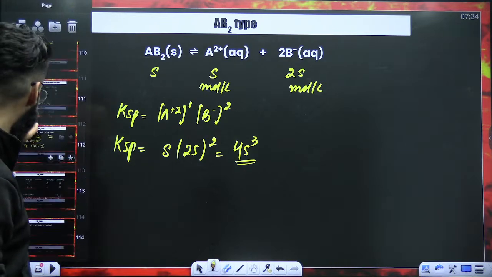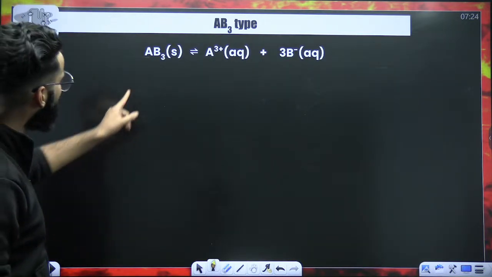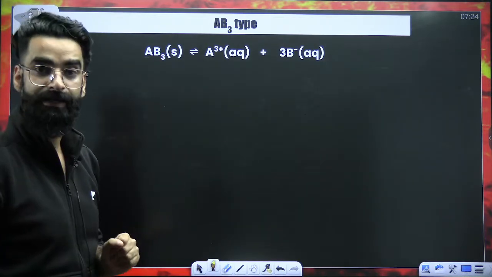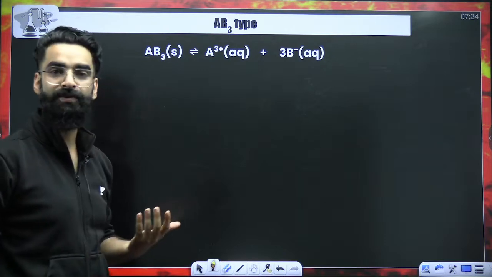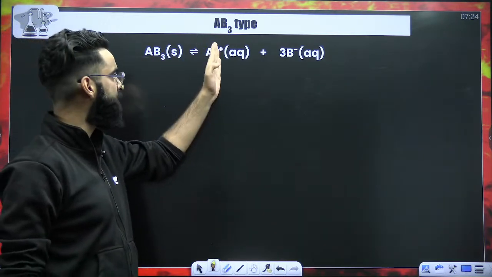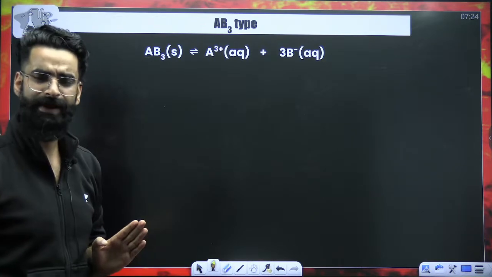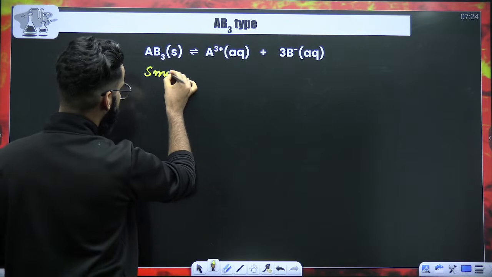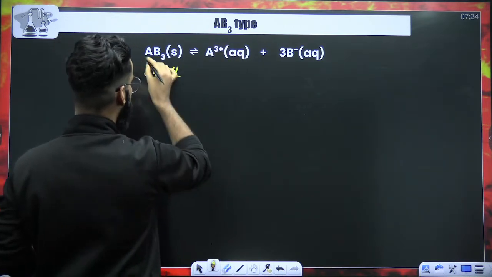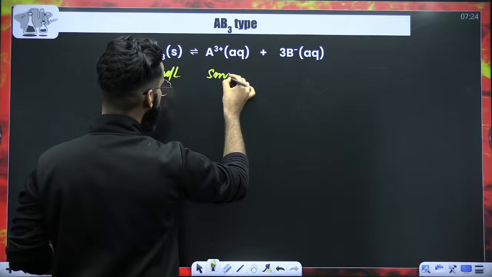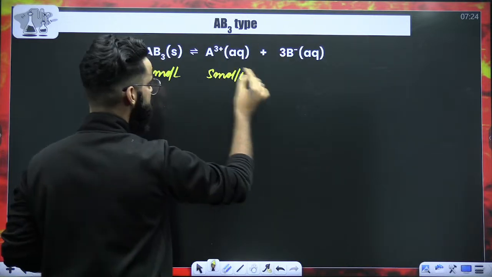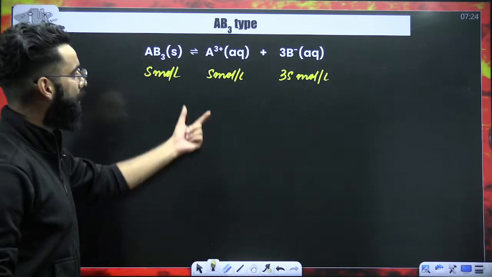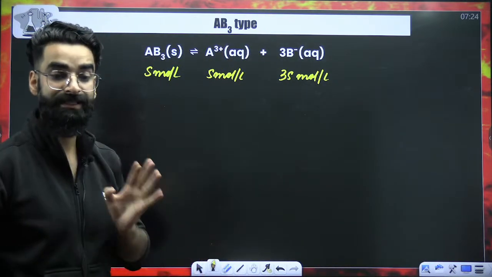And similarly, my dear students, let's try to understand this one. Let's assume that you have got one more type of salt, AB3. First of all, how will it undergo dissociation? It will dissociate as A3 positive plus 3 times B negative. Now, for example, its solubility is S moles per liter. So what is the concentration of A3 positive? 1 mole gives 1 mole, so from S moles, you get S moles. 1 mole gives 3 moles, so from S moles, you get 3S moles. So you got the concentration of these ions which will be present in the solution.